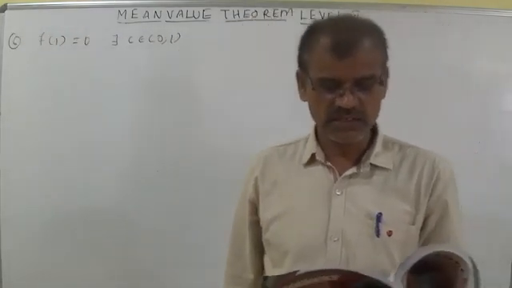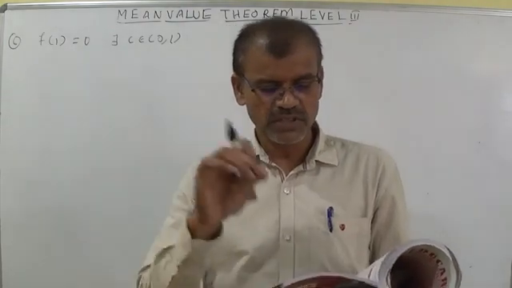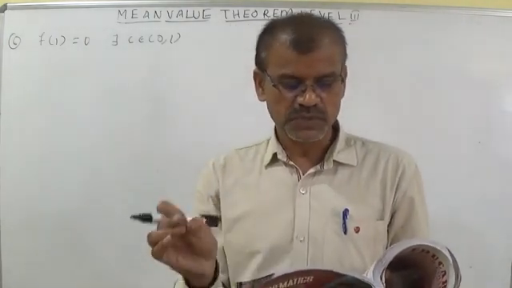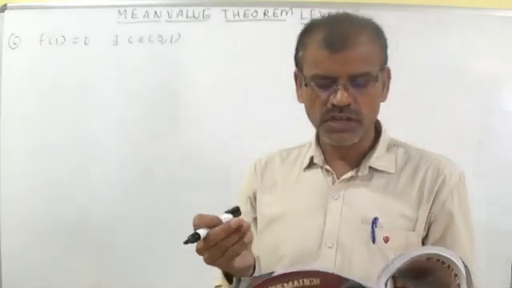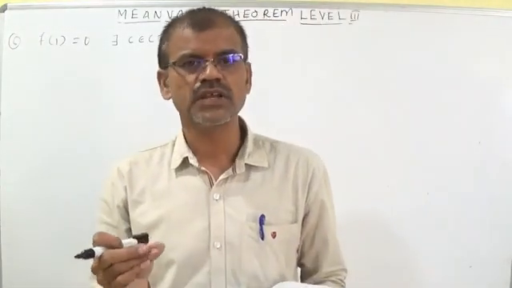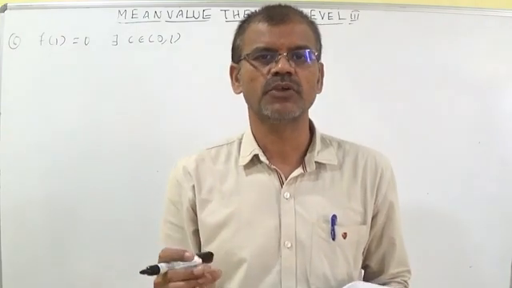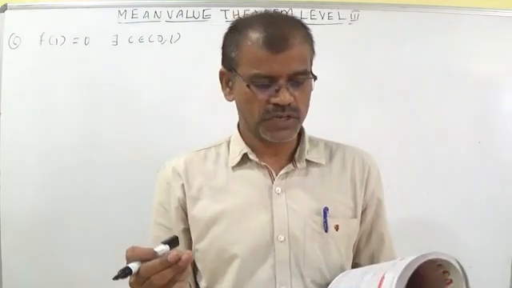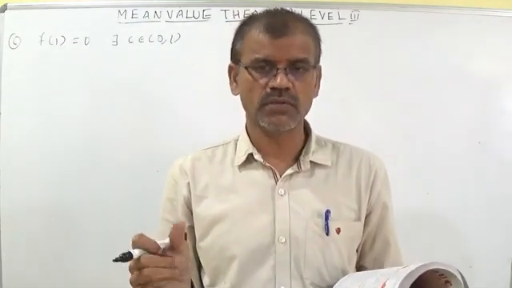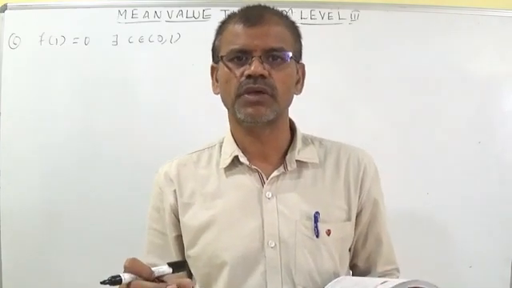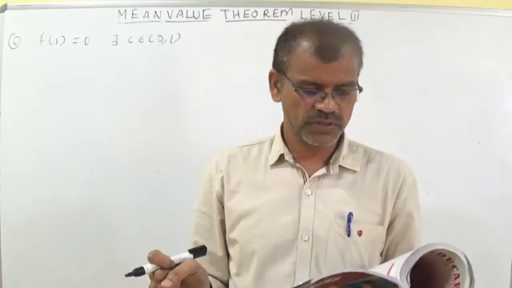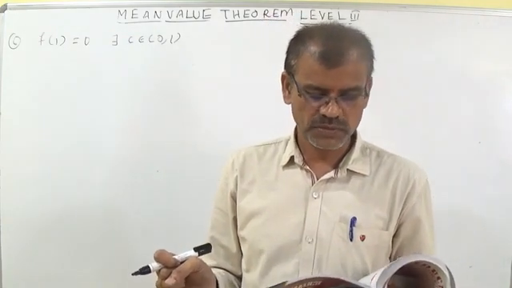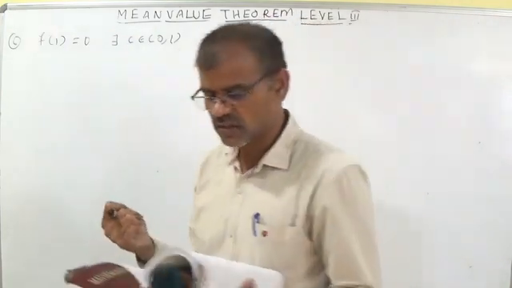Every option, students, is a combination of f of c and f dash c. Whenever we take a product of functions, we use the formula uv dash plus vu dash. Whenever we take u by v, the derivative formula is vu dash minus u dash v, by v square. Maybe the four options are in this method.